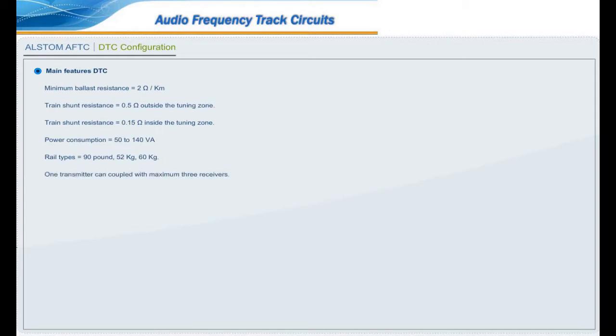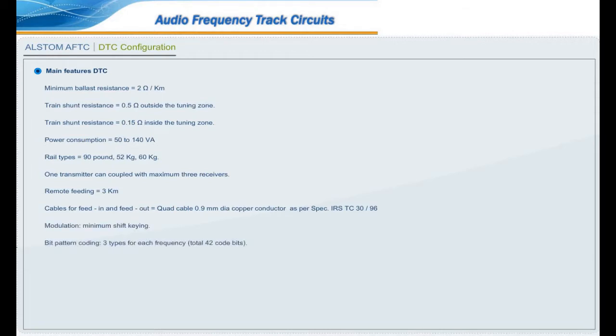One transmitter can be coupled with a maximum of 3 receivers. Remote feeding equal to 3 km. Cables for feed in and feed out: quad cable, 0.9 mm diameter copper conductor, as per specification ALSTC 30 of 96. Modulation is minimum shift keying. Bit pattern coding has 3 types for each frequency, total 42 code bits. Transmission speed is 400 bits per second.